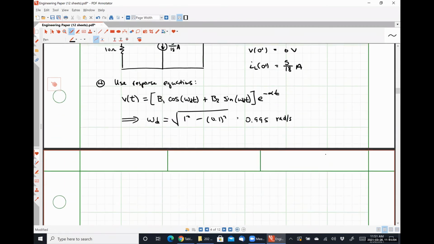Here's where things get arguably interesting. At t equal to 0 plus, what does this big ugly equation reduce to? Let's start by looking at the e to the minus alpha t bit. If t is equal to 0, e to the 0 is what? 1. So this term right here just goes to 1. What is the sine of 0? 0. So this whole bit goes away. What is the cosine of 0? 1. So we have v at 0 plus is equal to b1, which is equal to 0 volts. We already know one of our two coefficients. I'll be damned. It's fantastic. We're making quick headway here.